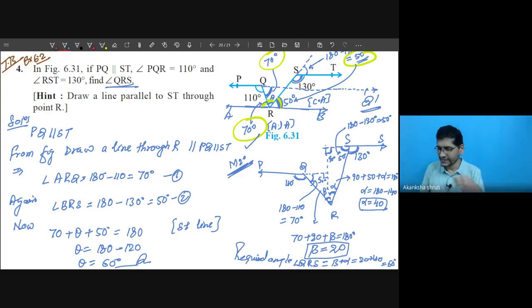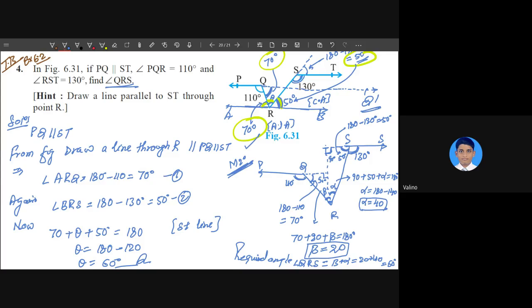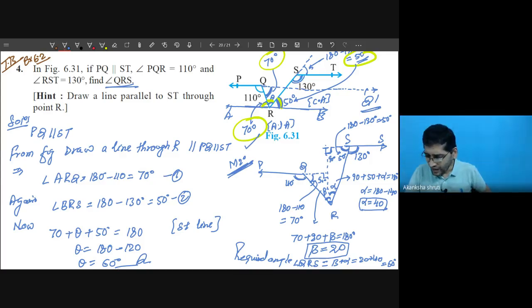Sir, we found alpha is 40 degrees, and we can take it as a bisector and divide it into two parts, no? How are you saying it is a bisector? It is not a bisector. That's why we have to calculate beta separately, because here it is 110 and there it is 130. If these two were equal, then it would be a bisector. Here it is given that they are different. So whatever perpendicular we are drawing is not a bisector.